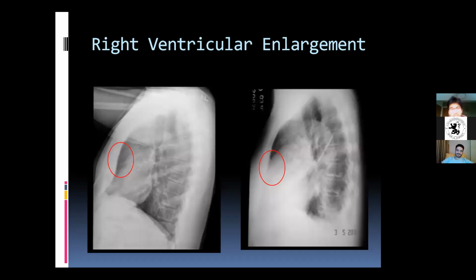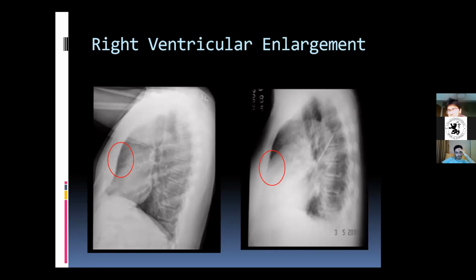Good. Right. So this is a completely normal person having a lateral view of the X-ray. There might be some evidence of vertebral disease, but overall, in terms of the heart, it's fine. And the reason why I say it's fine is because you have to look at the retrosternal space.